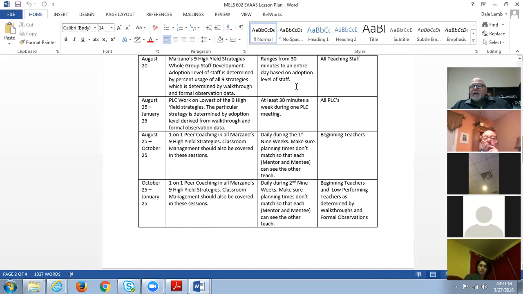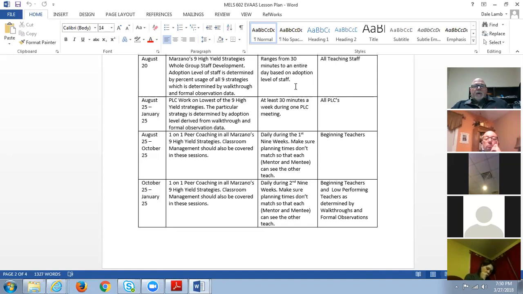The amount of time that I would have them in whole group would range from 30 minutes to the entire day, according to what percentage of our staff had adopted Marzano's 9 high yield strategies. If only a few were using it, my staff development would be all day long. If most of them were using it and there were only a few, maybe the new ones, that weren't using it, we would only do 30 minutes. I'm not going to punish the many for the sins of the few. I'm not going to have the entire staff doing a whole day of staff development on Marzano when only the new people aren't using it. That's not an efficient use of time.